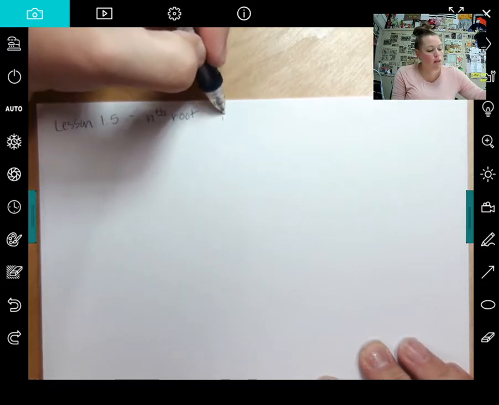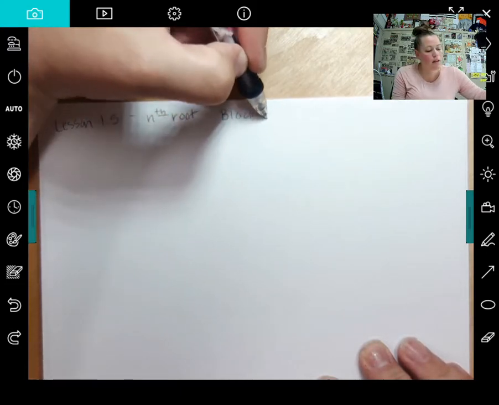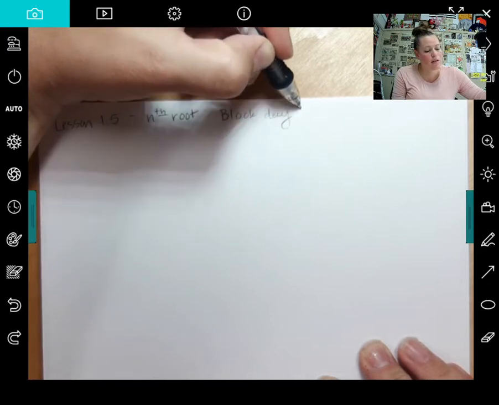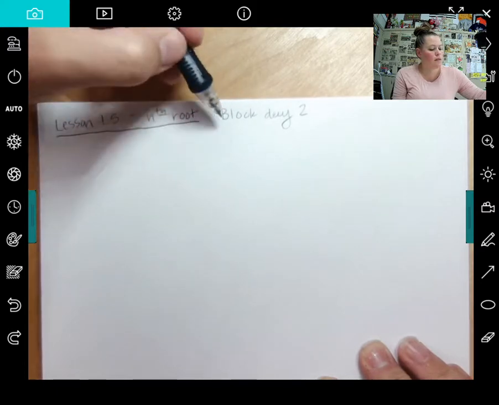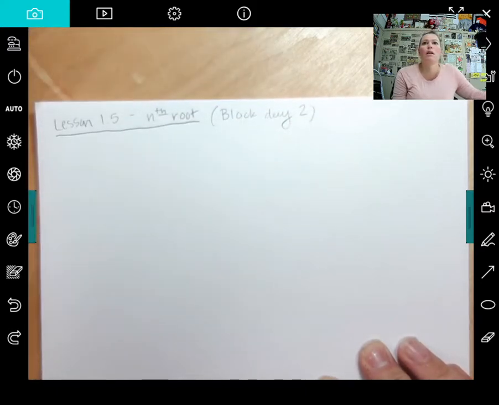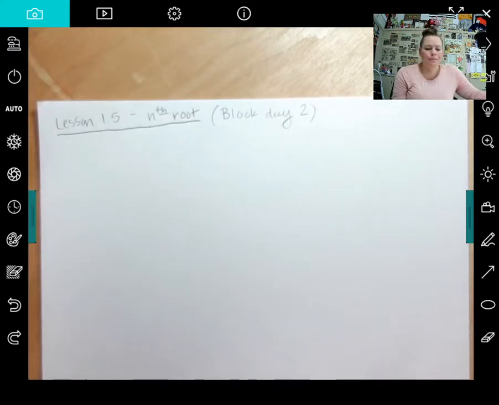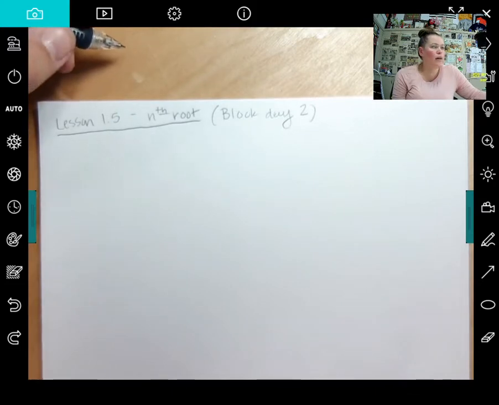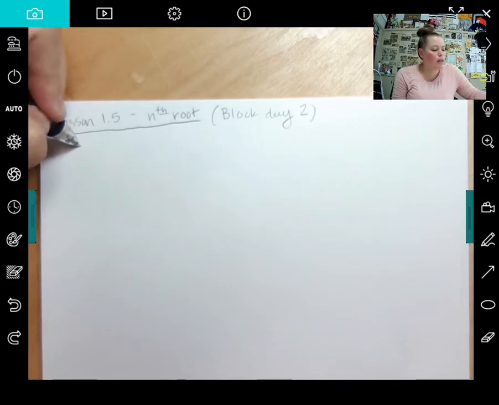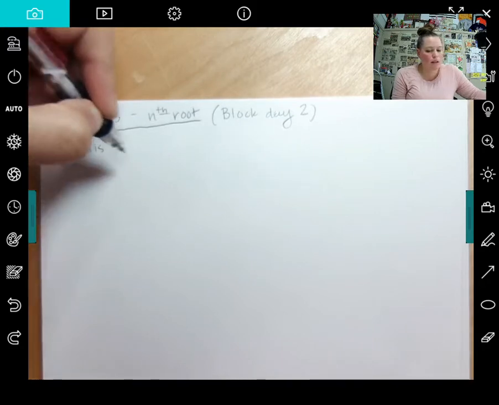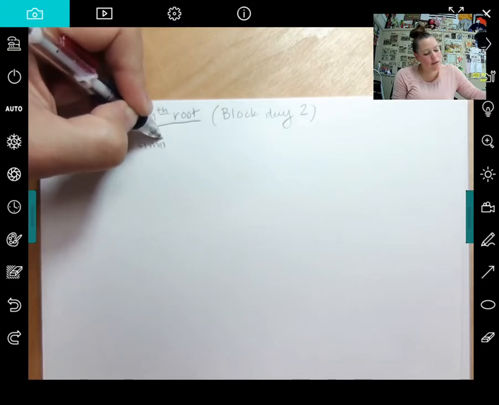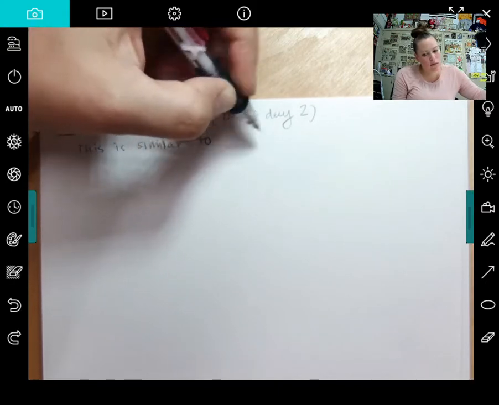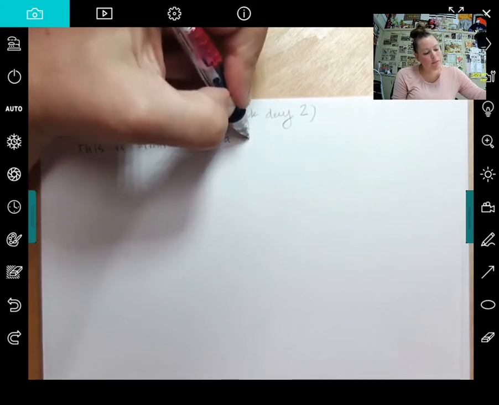This is block number 2. So how do we describe the nth root? The nth root is kind of like if you think about a square root. So this is similar to a square root.